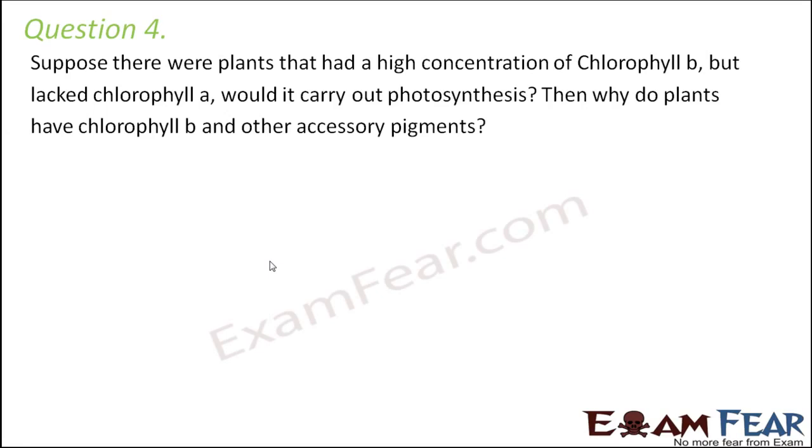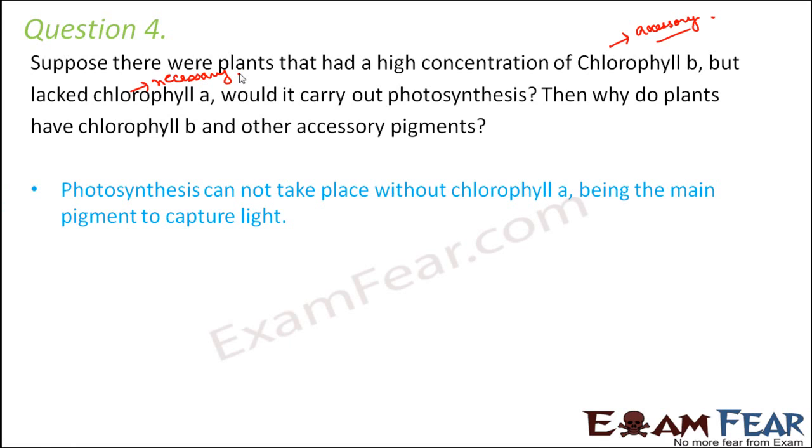So even though it has a high concentration of chlorophyll B, chlorophyll B is an accessory pigment. So it is just a good to have pigment. Even though you have so much of it, that is of no use if chlorophyll A, which is a necessary pigment, is not there. So therefore photosynthesis will not take place if it lacks chlorophyll A. It will not take place without chlorophyll A.